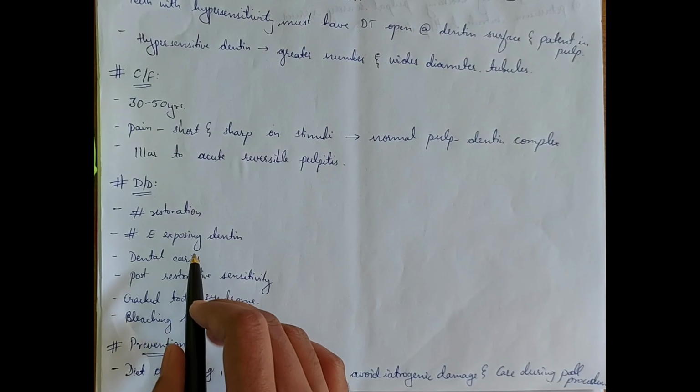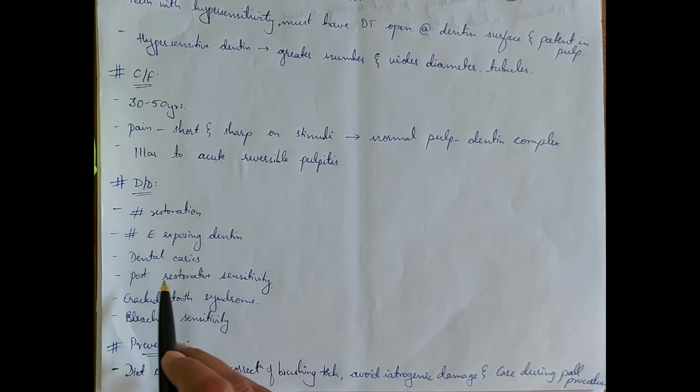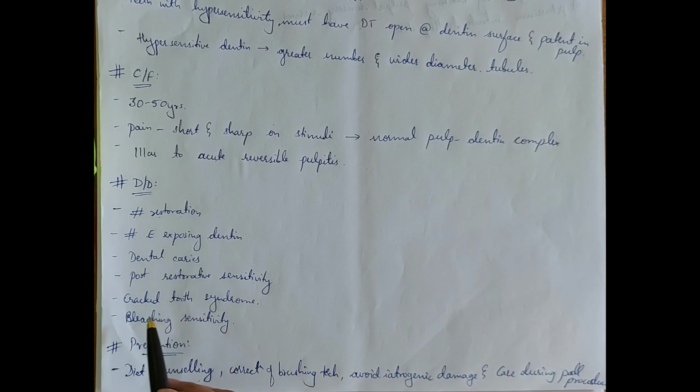The differential diagnoses are fractured restoration, fractured enamel exposing dentin, dentinal caries, post-restorative sensitivity, cracked tooth syndrome, and bleaching sensitivity.